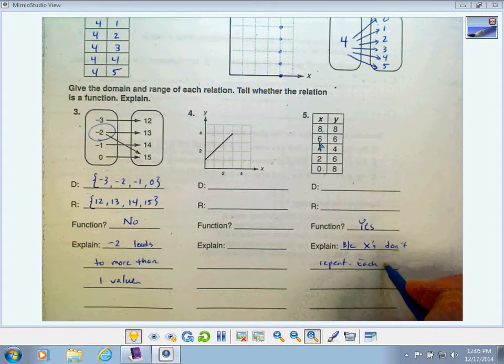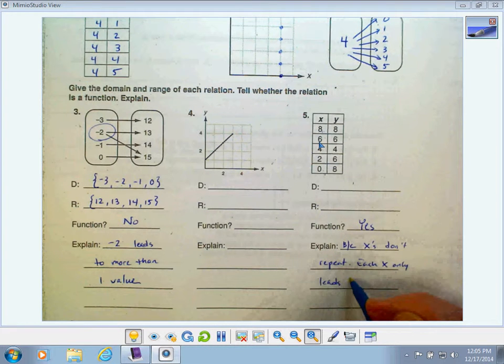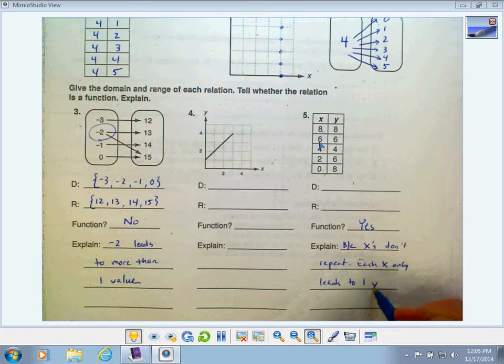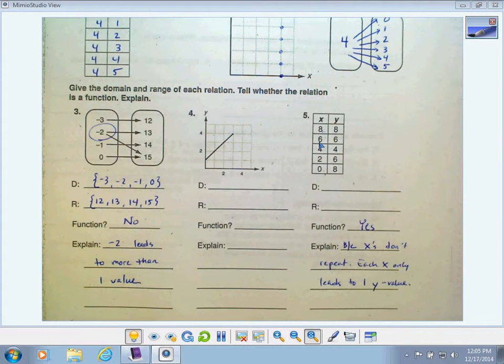and you could say because x's don't repeat, each x only leads to one y value. So the shortcut way to know that is that the x's don't repeat themselves. But the actual principle is that the x's don't lead to any more than one y.